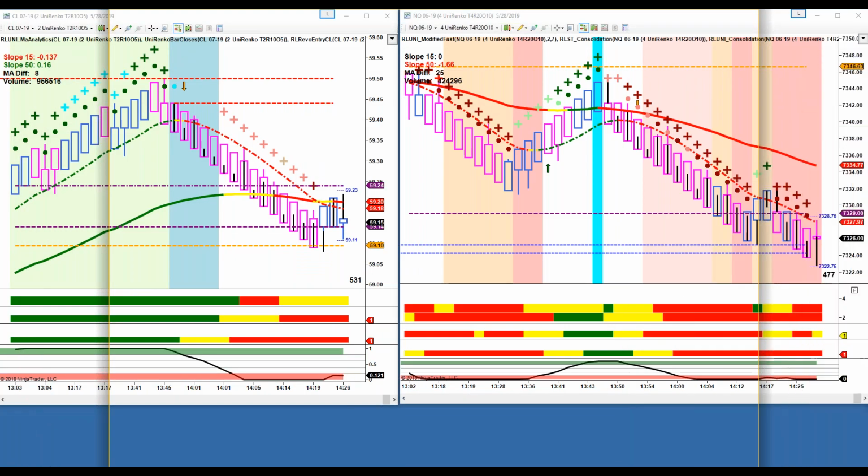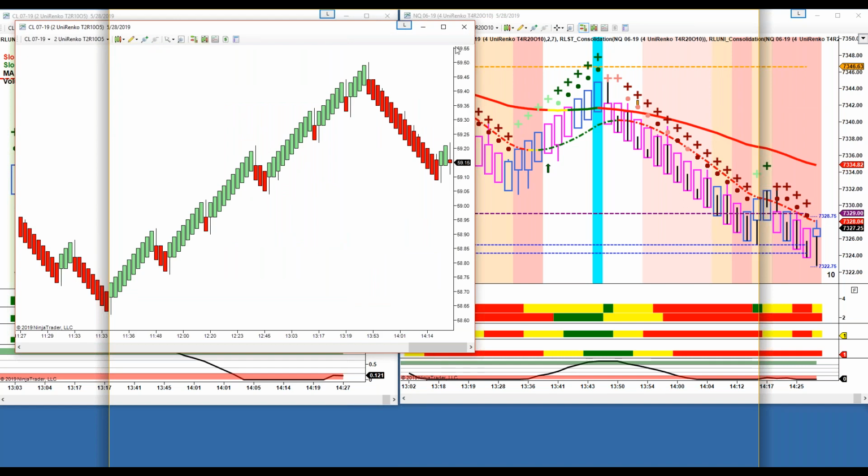So hang on one second and let me bring that up for you, because I can show you anything off of slides, but what I want to do is show you the system on a live chart.